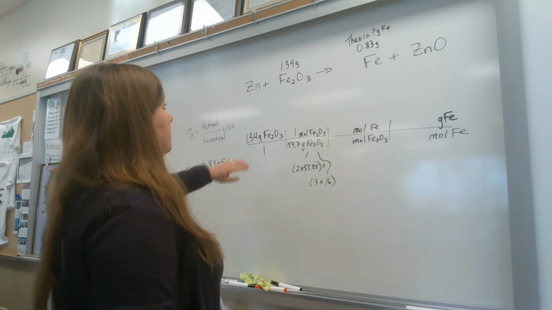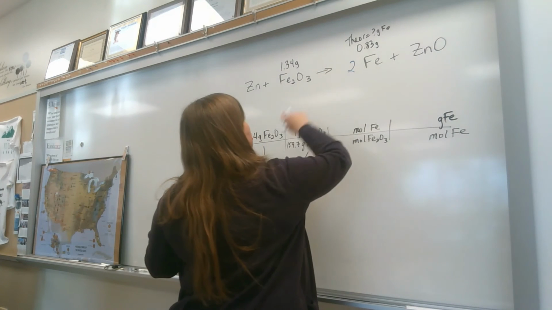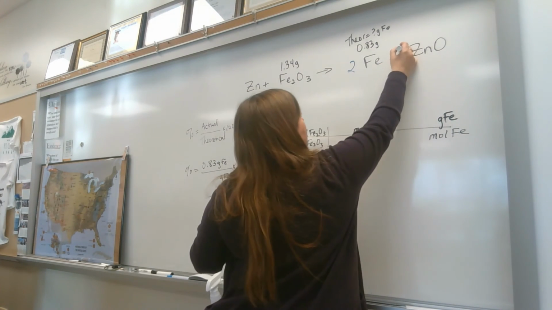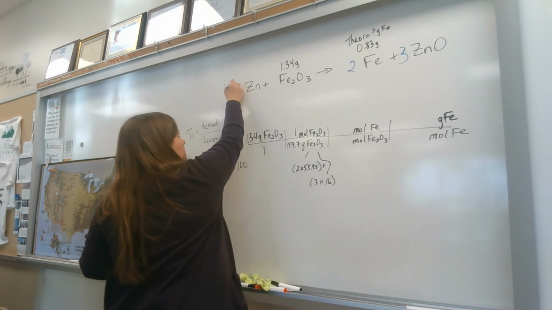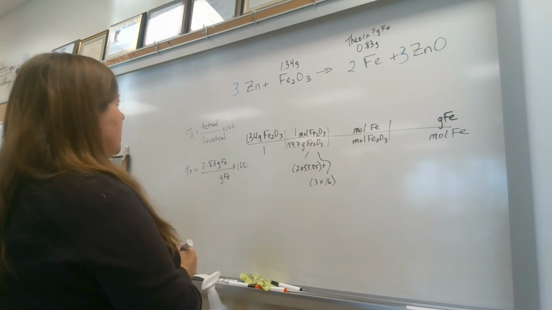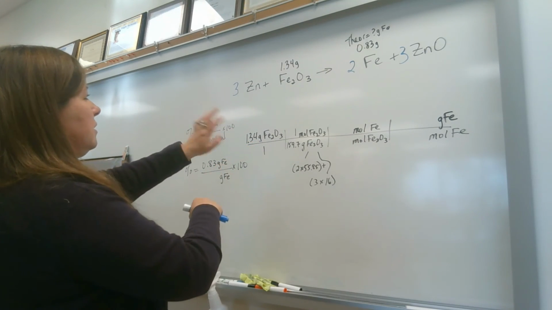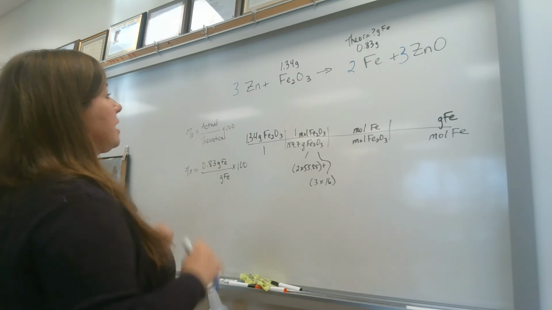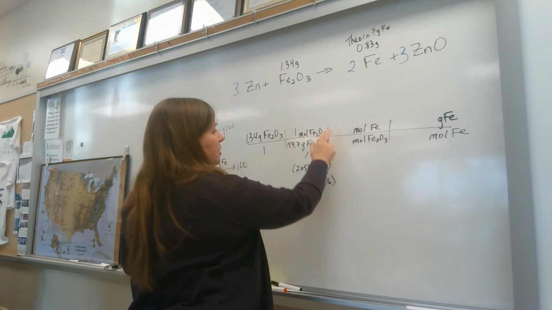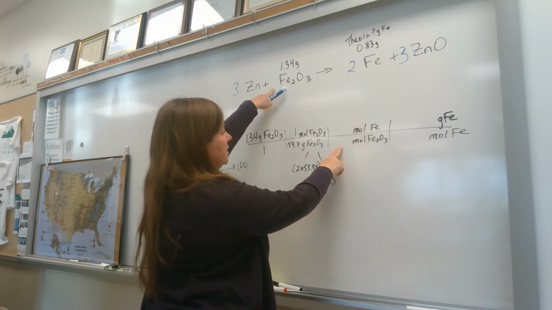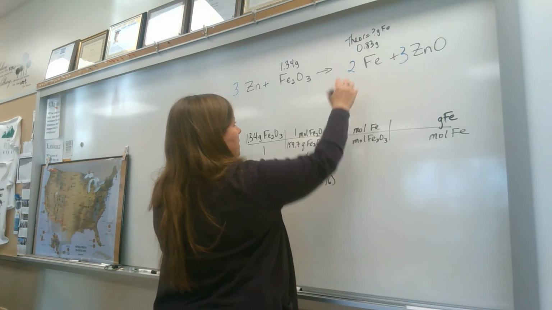So we have 2 iron, so I'll start maybe with a 2 here. We have 3 oxygen, so we need a 3 here. And we have 3 zinc. Is that balanced? 3 zinc, 2 iron, 3 oxygen, 3 oxygen. Okay, now we're balanced. So in our mole to mole ratio for Fe2O3, there's no coefficient, so that's a 1. And for Fe, that's a 2.